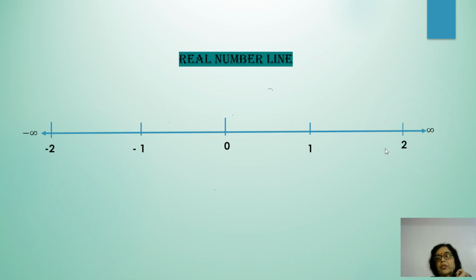In between 0 and plus infinity, we mark the positive integers, and on the left hand side, we mark the negative integers. Now, if we talk about the integers, in between any two of these integers, there are infinite rational and irrational numbers.